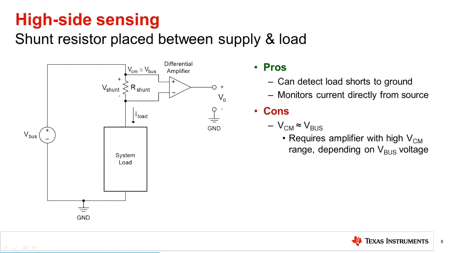A high side implementation has the shunt resistor placed between the supply voltage and the load, resulting in the common mode voltage being essentially equal to the bus voltage. This allows the system to not have any ground disturbance, and to identify ground shorts. But depending on the system voltage, the system may require an amplifier with very high common mode voltage capability.